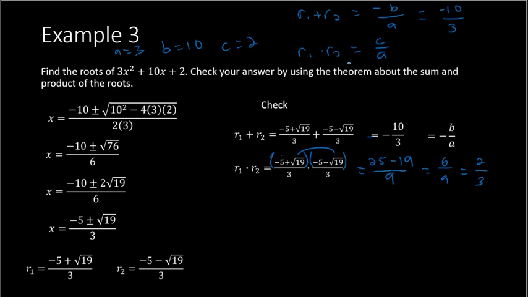Is that equal to c over a? Well, c was 2, a was 3. So 2 over 3. Yeah, that's the same thing. So what we've done is we've verified that our solutions are correct, because the sum of the roots equals negative b over a, and the product of the roots equals c over a. So these are the correct solutions that we have.